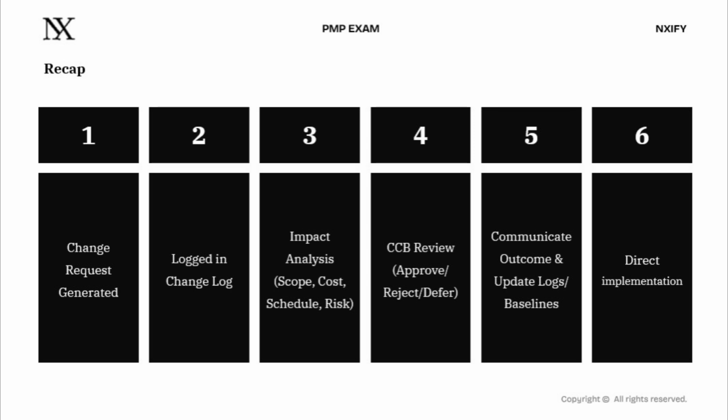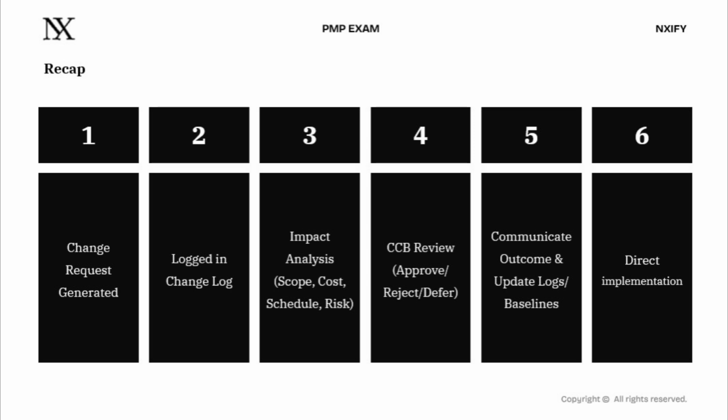Step 4, CCB review, approve, reject, or defer. The evidence goes before the board. They deliberate. They decide. Approved, rejected, or deferred for a later date. The moment that decision is made, the clock starts on Step 5. Step 5, communicate outcome and update logs and baselines. This is the step our question tested, and now you know exactly why it comes here.